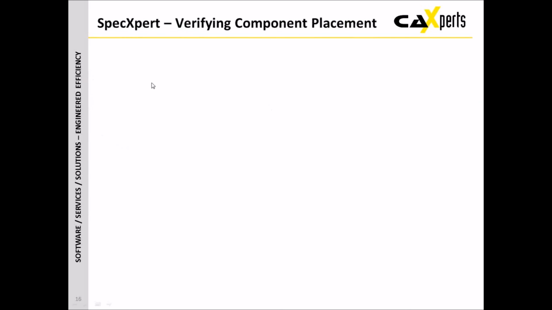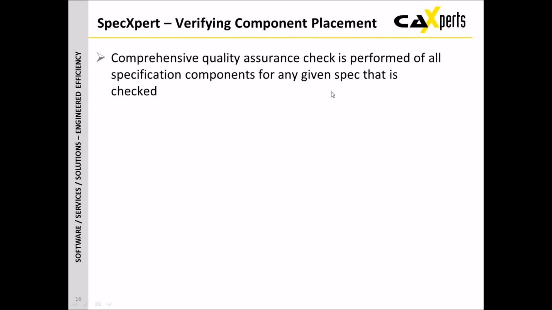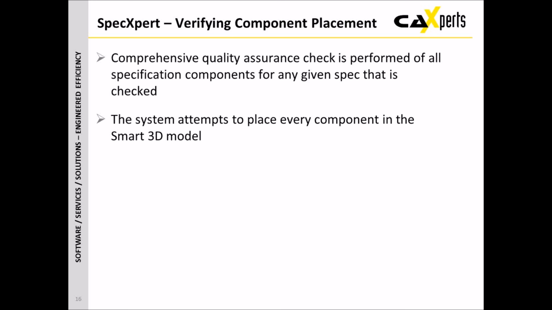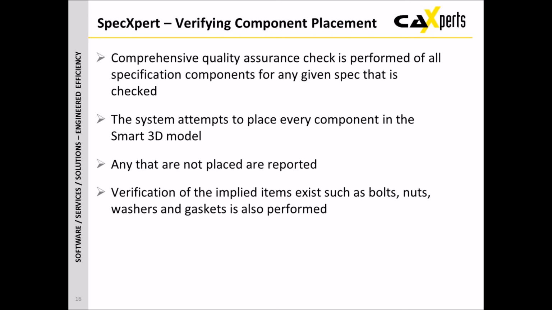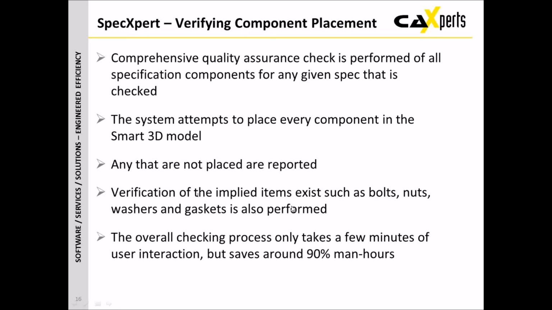From a spec testing point of view, let's look at that in a little bit more detail. So we're verifying component placement. It provides a comprehensive quality assurance check on all spec components for any given spec that you're checking. The system attempts to place every component in the Smart 3D model. Any that are not placed are reported, and we've seen the report. It verifies the implied items exist, such as bolts, nuts, washers, gaskets. The overall checking process only takes a few minutes of user interaction. If you were to do this manually and compare the time difference, this would save around 90% of the man hours from manually going through and placing it one by one. And as we've already said, there's no guarantee that you'll cover every item that you need.